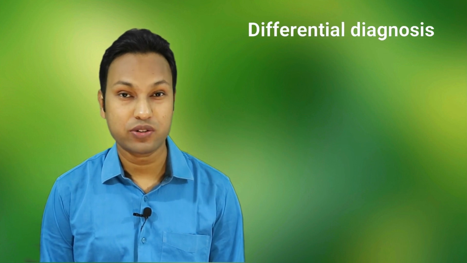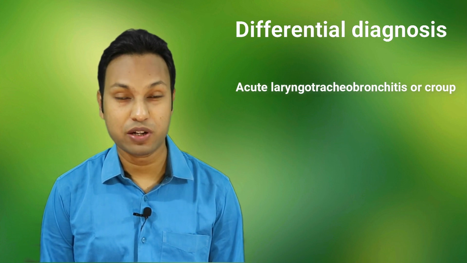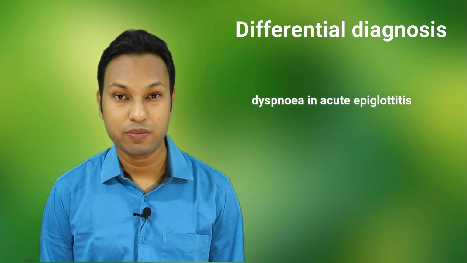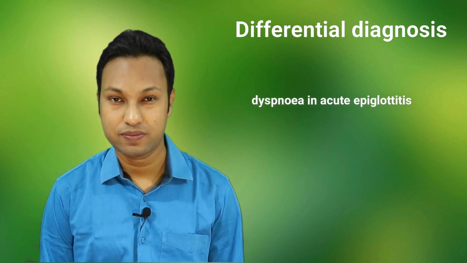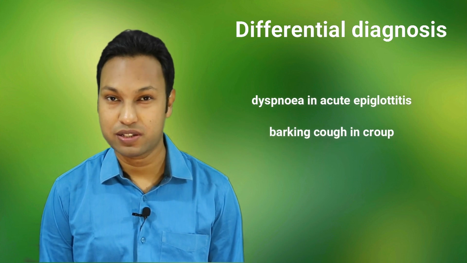In the end, in children, acute epiglottitis may be confused with acute laryngotracheal bronchitis or croup. In case of acute epiglottitis, dyspnea or respiratory distress is the main presenting feature. But in case of croup, barking cough is the main presenting feature.